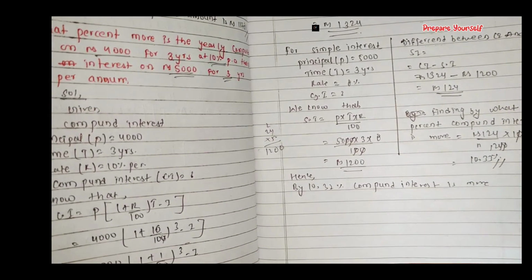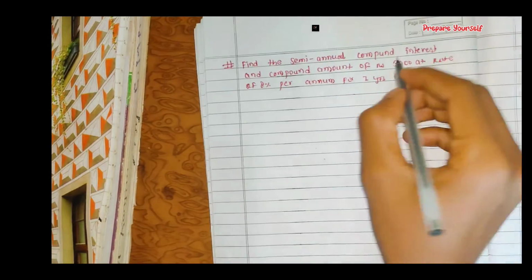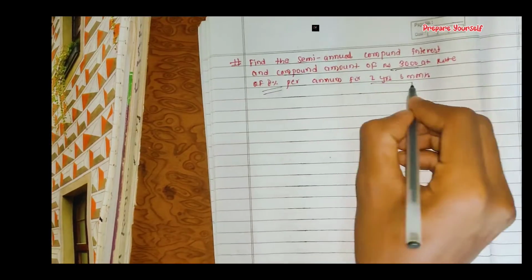So again we'll move to another question. The question is regarding semi-annually compound interest. Find the semi-annually compound interest and compound amount for INR 3000 at the rate of 8% per annum for 1 year 6 months. So this is the principal, this is the rate of interest, and this is the time.